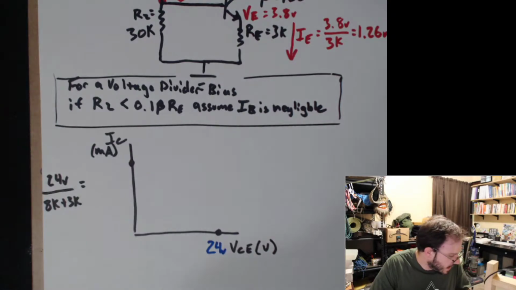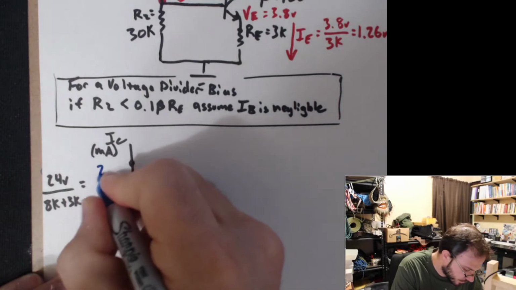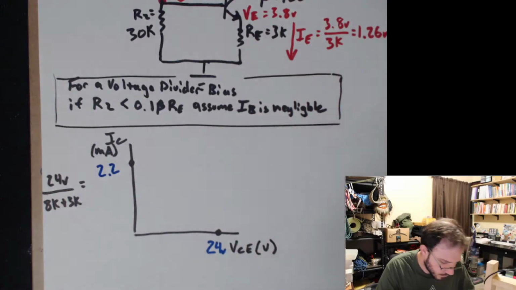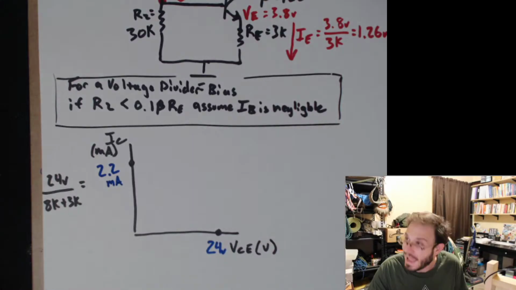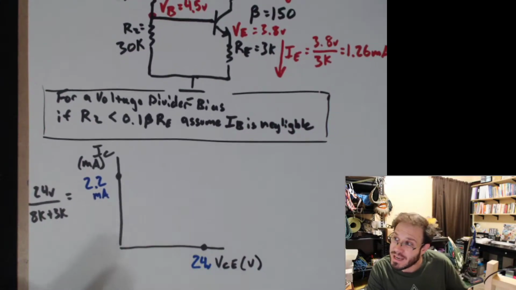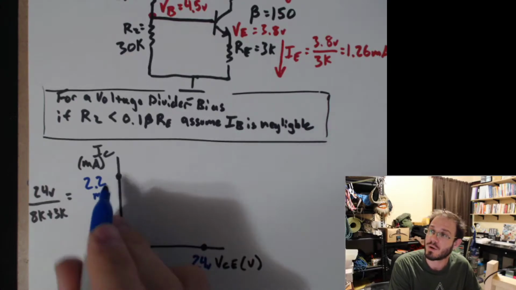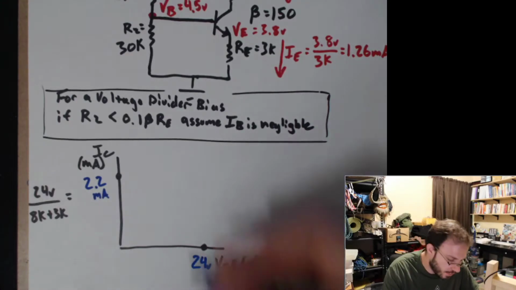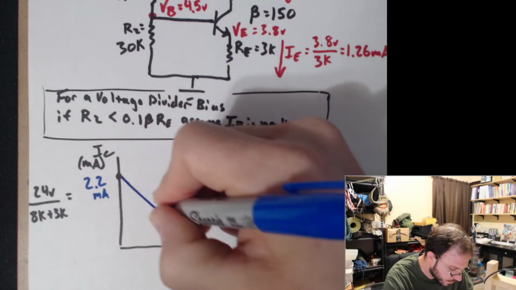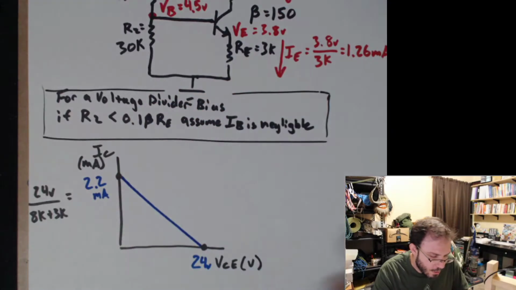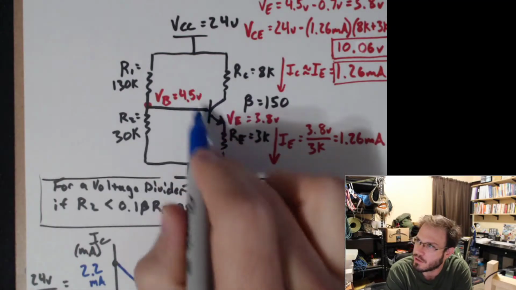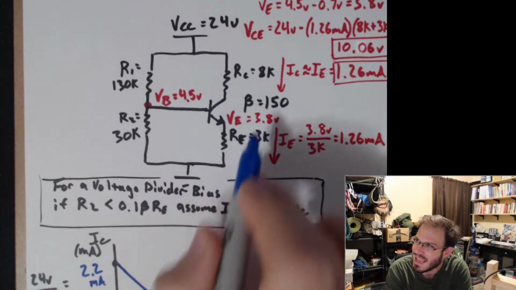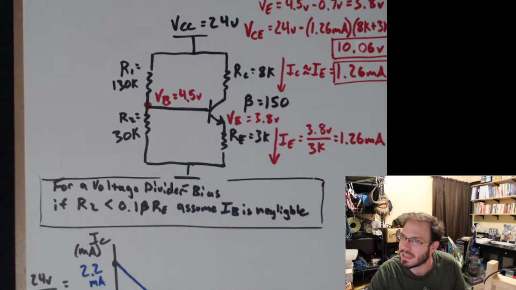Well, what does that end up being equal to? It's 2.2 milliamps. Okay, so now we've established our extremes, all the way here at saturation, all the way here at cutoff. Draw a line between those two. And now we've established all possible points of operation for our transistor given the circuit that it is currently in.